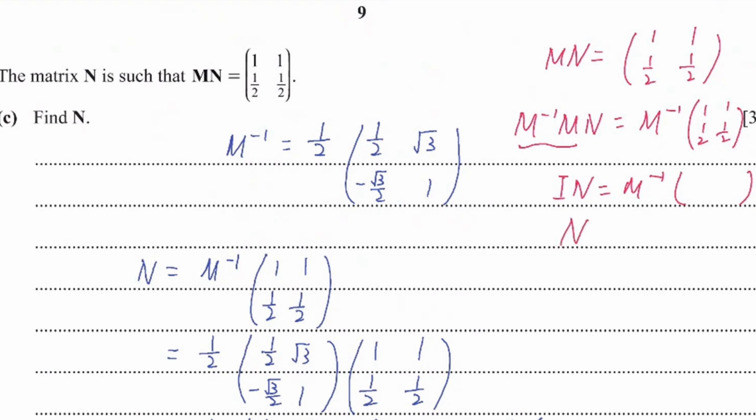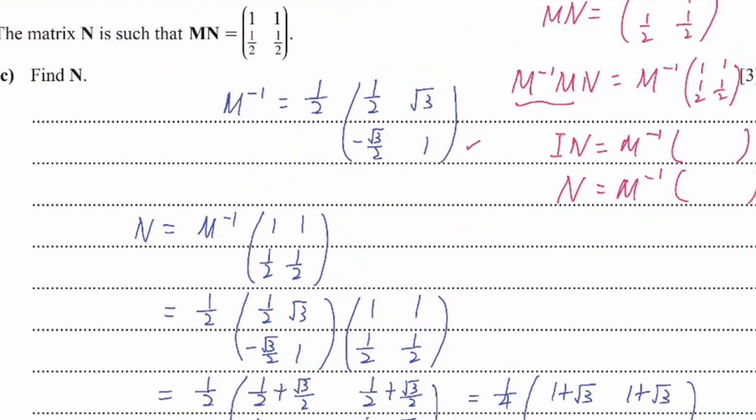And the N here is just the M inverse multiplied by that matrix, which is 1, 1, half, half there. But before that, we need to find the M inverse. Since we already have the d value, we substitute the d value into the M. With that, we can find the M inverse. Of course, this is an inverse of a 2 by 2 matrix. We should know how to use the formula straight away to find the M inverse here.